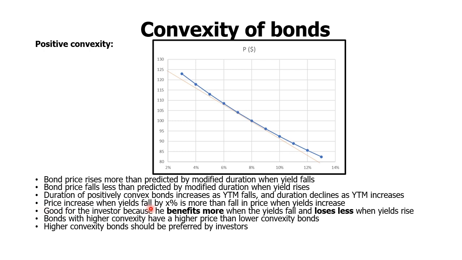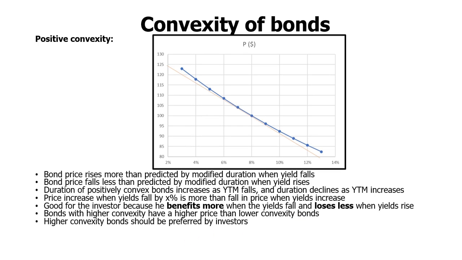In effect, the price increase when the yield falls by X% will be more than the fall in price when the yield increases by the same amount. This is good news for investors because you will benefit more when the yields fall and lose less when the yields rise. All else being equal, a bond with a higher convexity will have a higher price than a lower convexity bond. Higher convexity bonds should be preferred by investors.